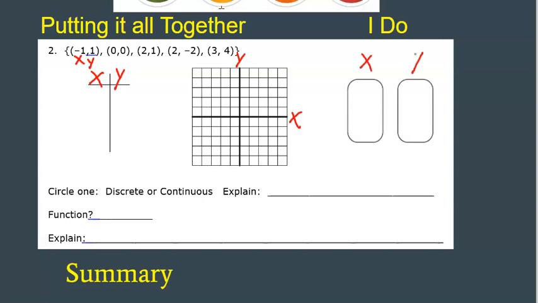So let's label those. We have x, y, so we're going to label those numbers. Okay, so here's our table. Let's go ahead and graph it. Let's say that each increment is 1. So you have -1, 1; 0, 0; 2, 1; 2, negative 2; and 3, 4. Then we write the numbers right here, least to greatest for these.